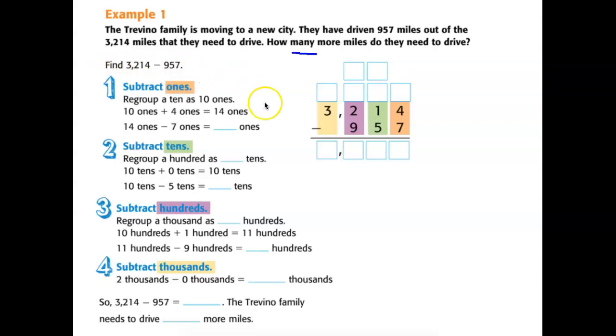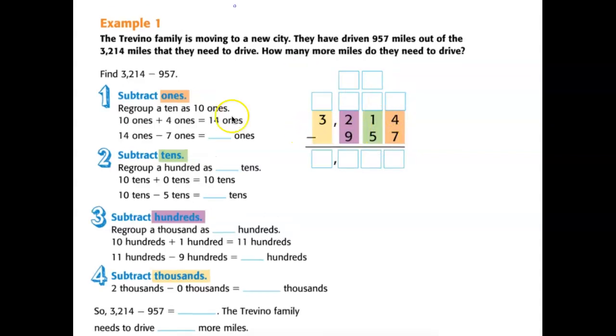First thing you need to do, boys and girls, is stack it up. You want to make sure, again, with math, that you're nice and neat and that you're lining your place values up. So I have 3,214 minus 957. When you're subtracting, you always start on the right-hand column, which is your ones. And you have 4 minus 7. Well, we know we can't do 4 minus 7. Your top number must be bigger than the bottom number.